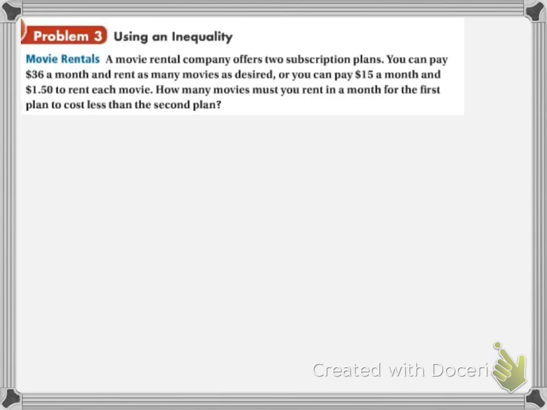Problem 3, a movie rental company offers 2 subscription plans. You could pay $36 a month and rent as many movies as desired, or you can pay $15 a month and $1.50 to rent each movie. How many movies must you rent a month for the first plan to cost less than the second plan?